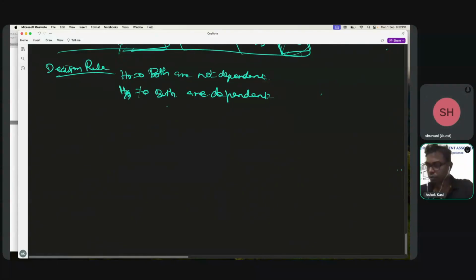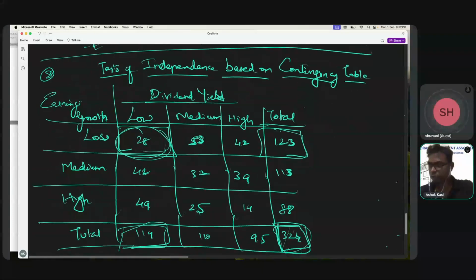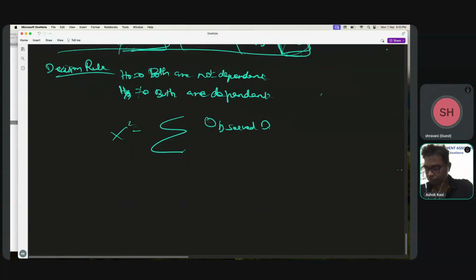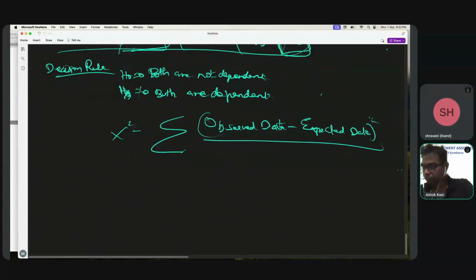So now how to do this? When you want to check the independence of data for contingency table, we should use chi-square test. Now here the formula changes. Chi-square is equal to summation of observed data minus expected data, observed value, expected value, anything is okay, divided by expected data. And this is the summation.